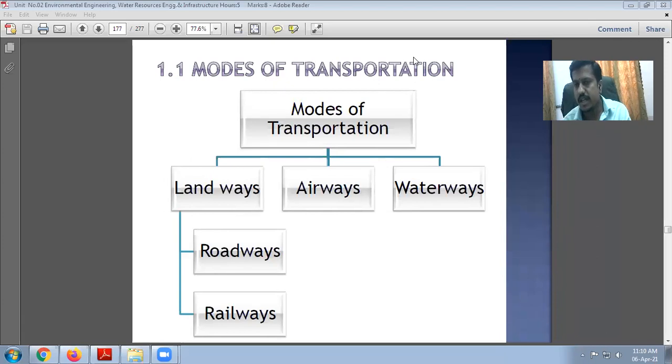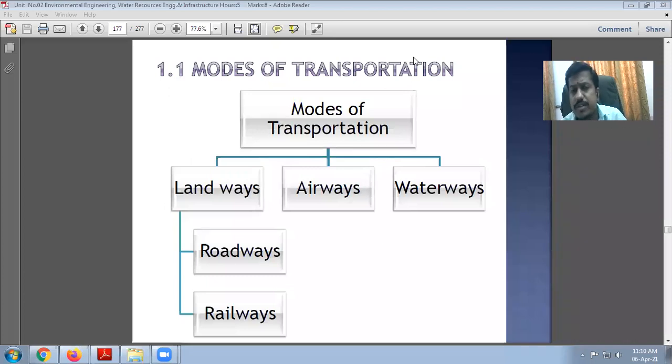If you consider any city's or any country's infrastructure, it will include the different modes of transportation, like roadways, railways, airways and waterways. The introductory part of these modes of transportation we are going to discuss in today's session. I know everyone is familiar with this concept. We already discussed it in chapter number 1, but there is a repetition of this part once again. So what are the modes of transportation?